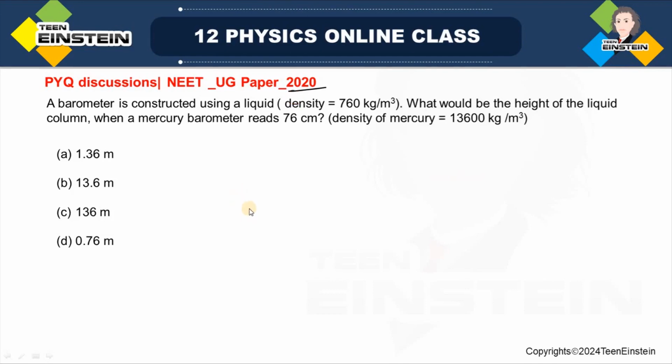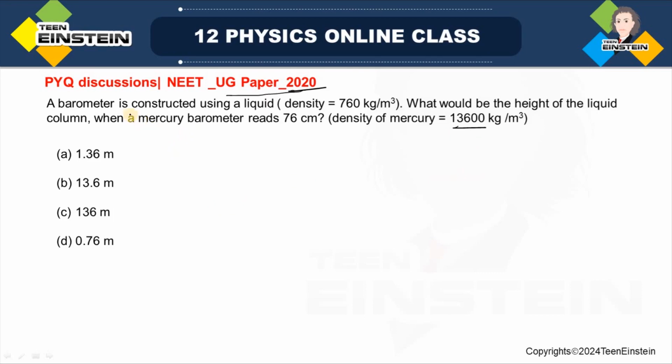Hello students, welcome to the PYQ discussions on NEET UG papers. Let us solve a problem from NEET UG paper 2020. The question says, a barometer is constructed using a liquid of density 760 kg per meter cube. What would be the height of the liquid column when a mercury barometer reads 76 centimeter? Density of the mercury is given as this.